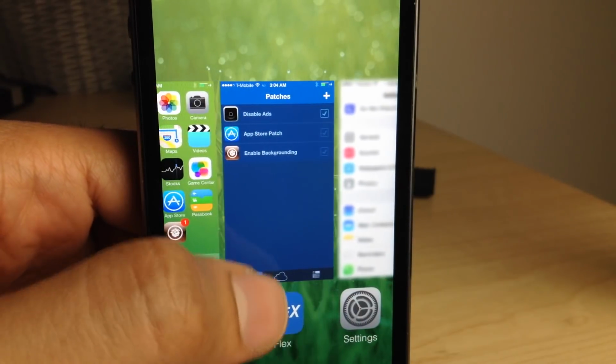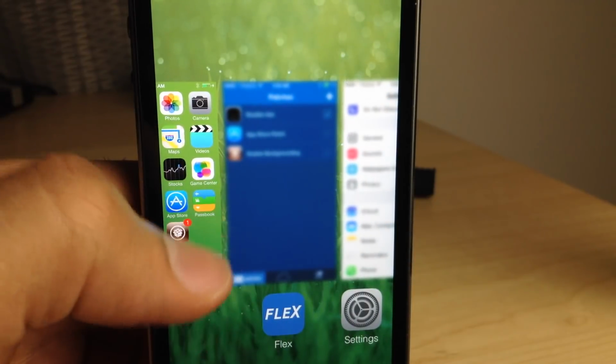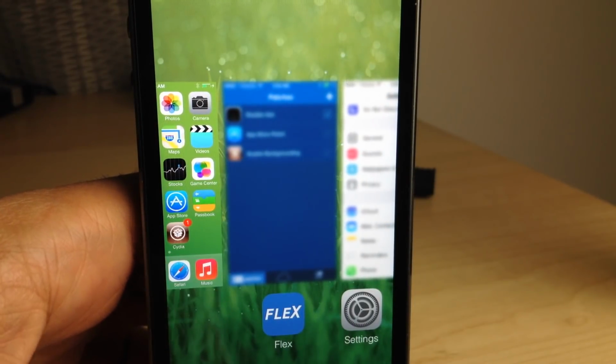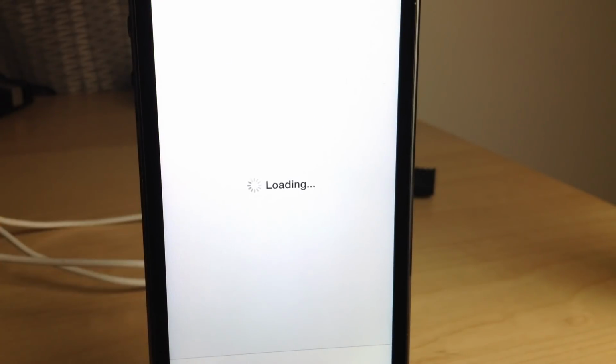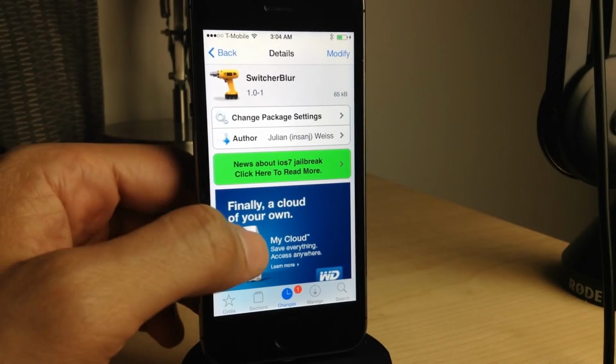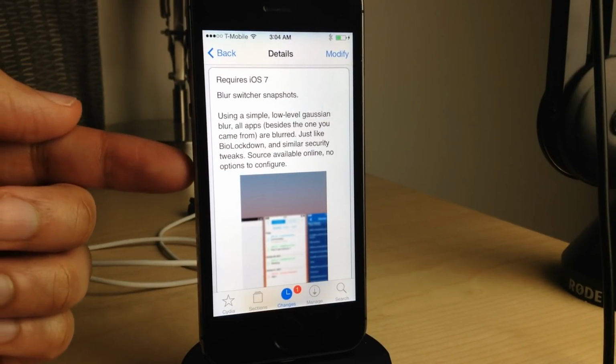So I don't know really how well this will do for security. I mean, it is kind of silly to think someone would look over your shoulder and look at your app switcher. They would just be looking at your device anyway if they really wanted to get some information from it. But nonetheless, it's a good way to blur out your app switcher if that's what you want to do.